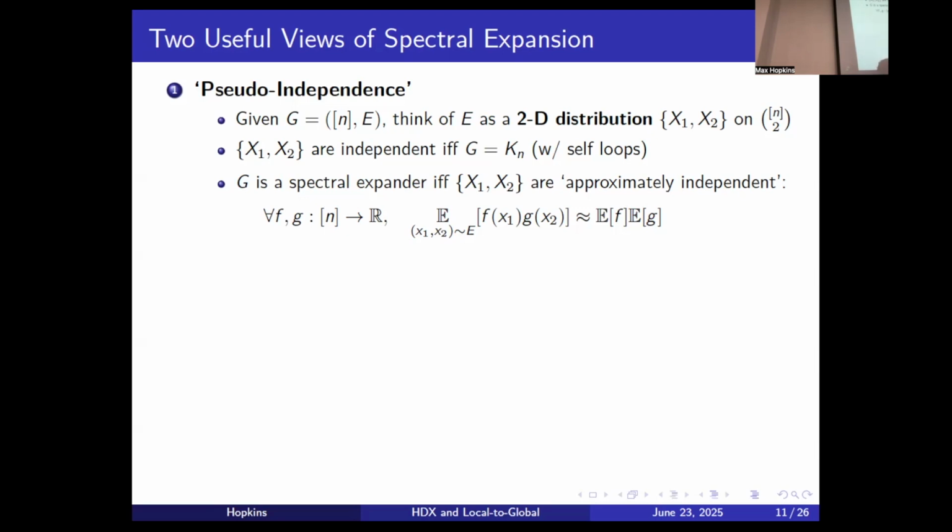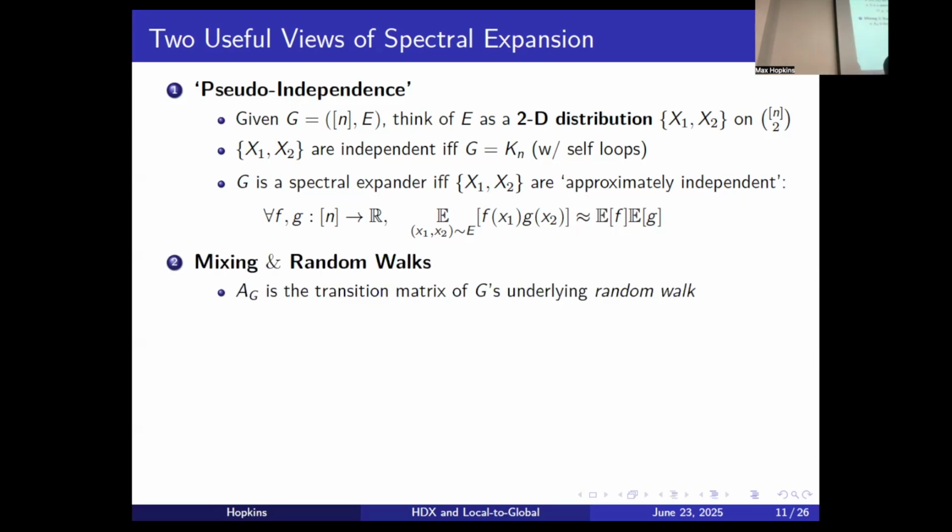And in these cases, we can use spectral expanders as a sparsification instead of the complete graph. This is an incredibly, incredibly useful tool. It's very simple, but very powerful. OK. The second view I want to give of things relates to the underlying random walk on G and mixing time.